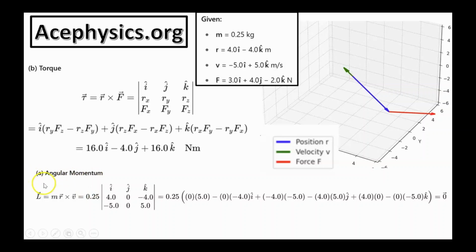To calculate the angular momentum, L equals R cross mv, or m times R cross v. I can put the m out in front of the determinant, calculate the cross product, and it equals 0. This makes sense because the position and velocity are 180 degrees apart. They're on the same line.